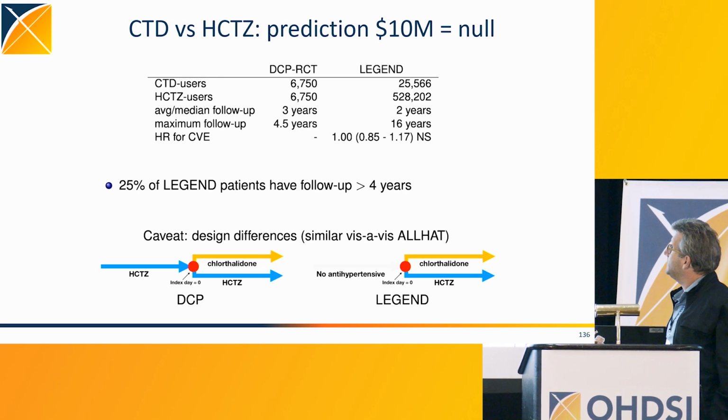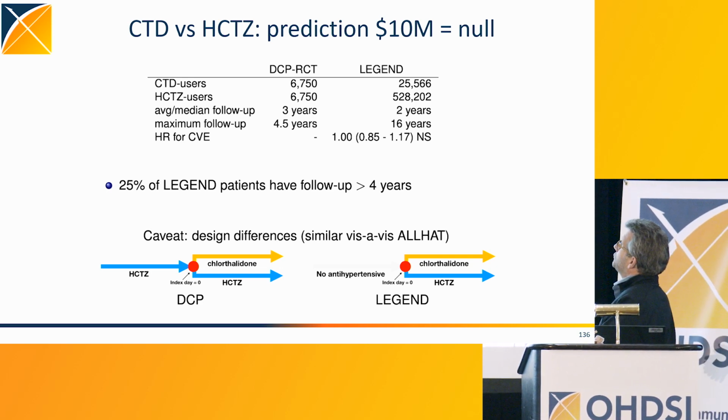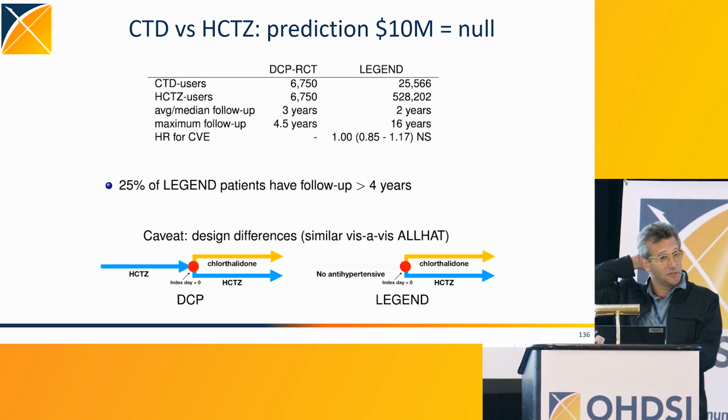There are certainly some differences between the observational study that we did and the DCP study, the randomized controlled trial. First thing to keep in mind is DCP, this is an underestimate, was about $10 million.